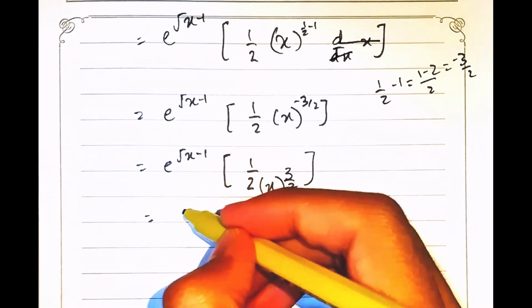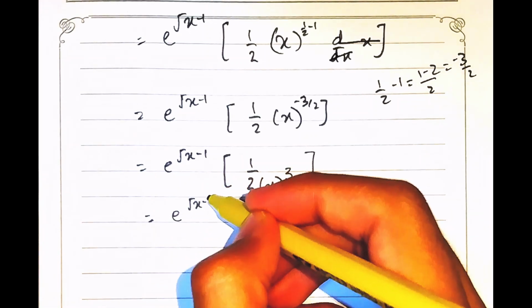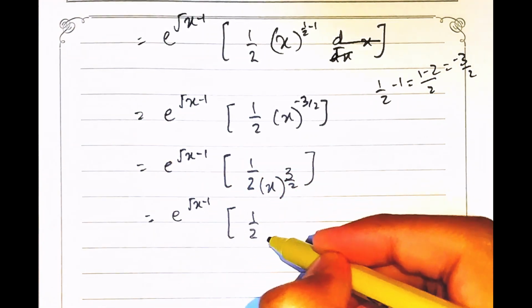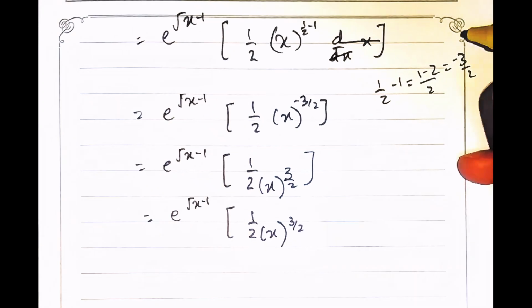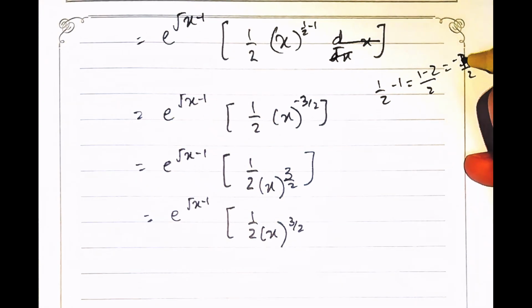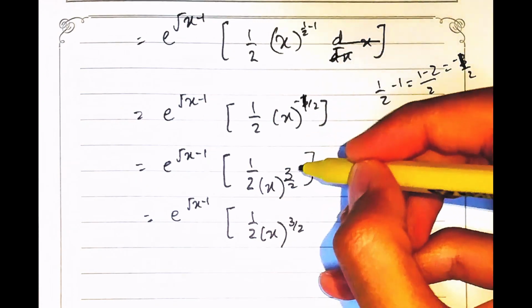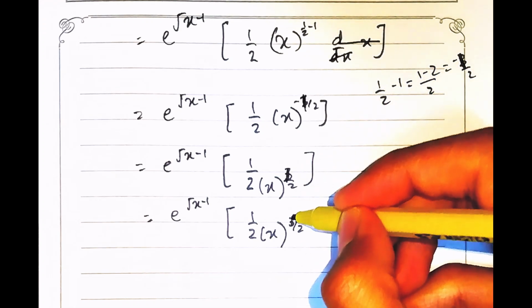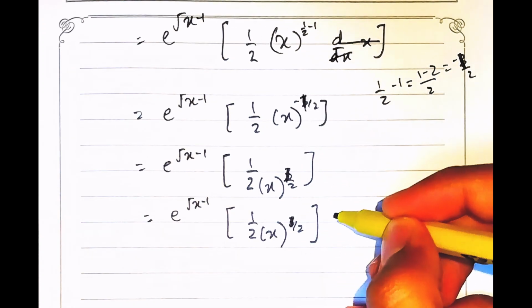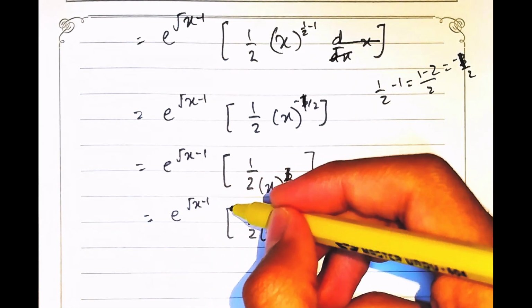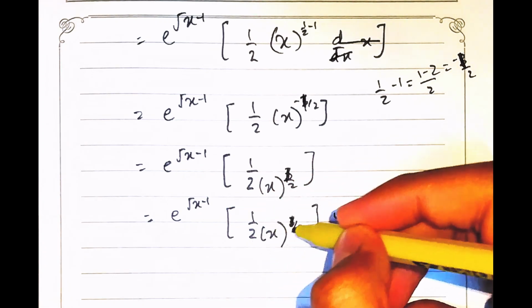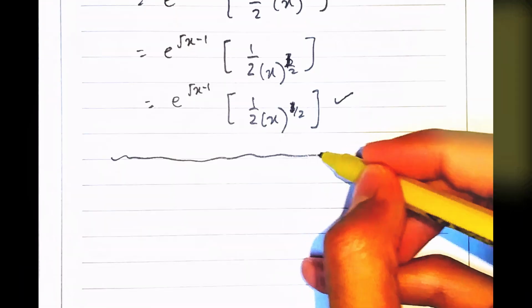Okay, so then we have e^(√x − 1) divided by 2x^(3/2). This was actually 1 minus 2, which is negative 1. I'm sorry about that. We have negative 1 right over here, and then this is 1 by 2, and this is 1 by 2. So our final derivative is e^(√x − 1) divided by 2x^(1/2). Okay, let me just give you one more example.